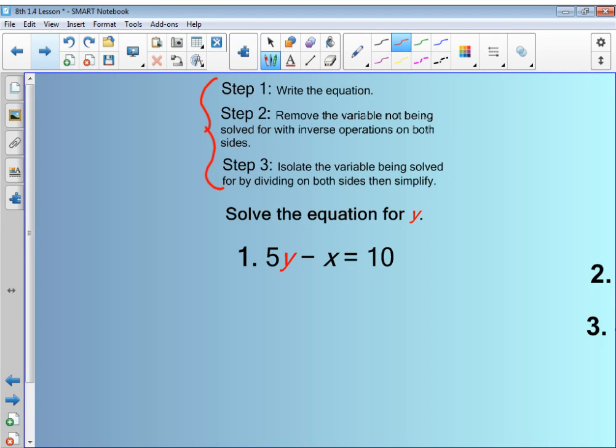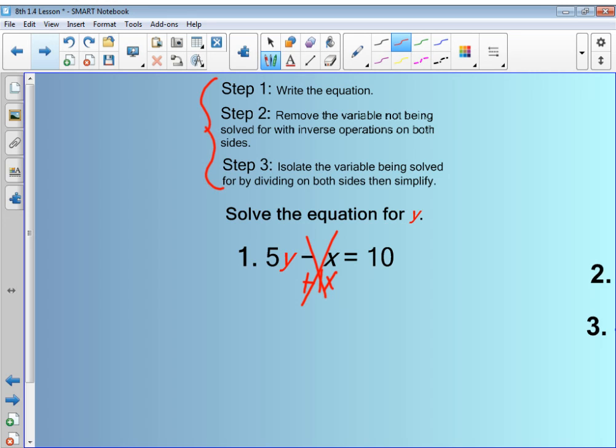So I have 5y minus x equals 10. Now, I need to get rid of any of the adding or subtracting that's involved. In other words, I'm going to have to get rid of this x part. Right now it's a minus x, so the opposite of minus x is to add x. Plus, that's really a 1x, so I'm going to write 1x. That cancels out. Whatever I do to one side, I do to the other.